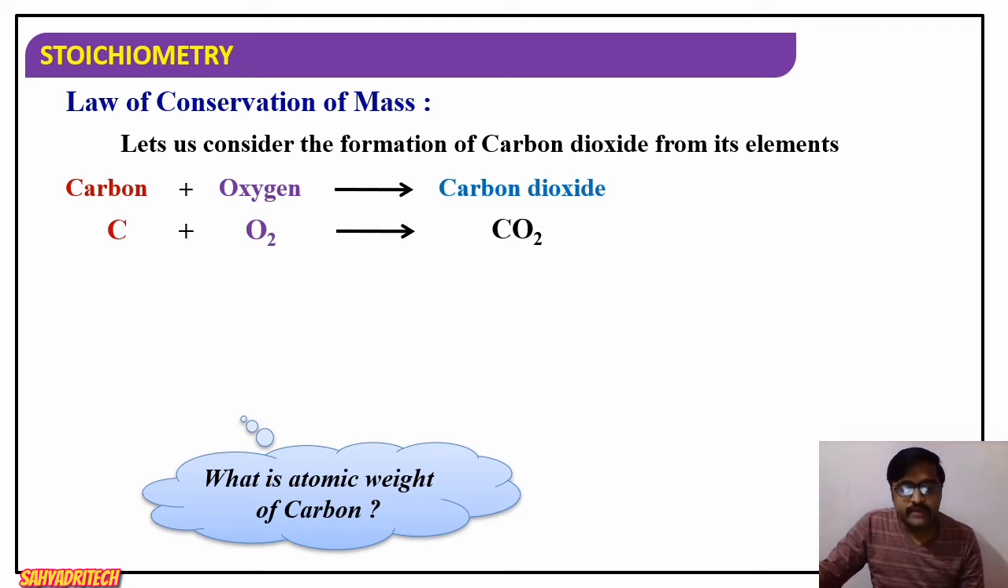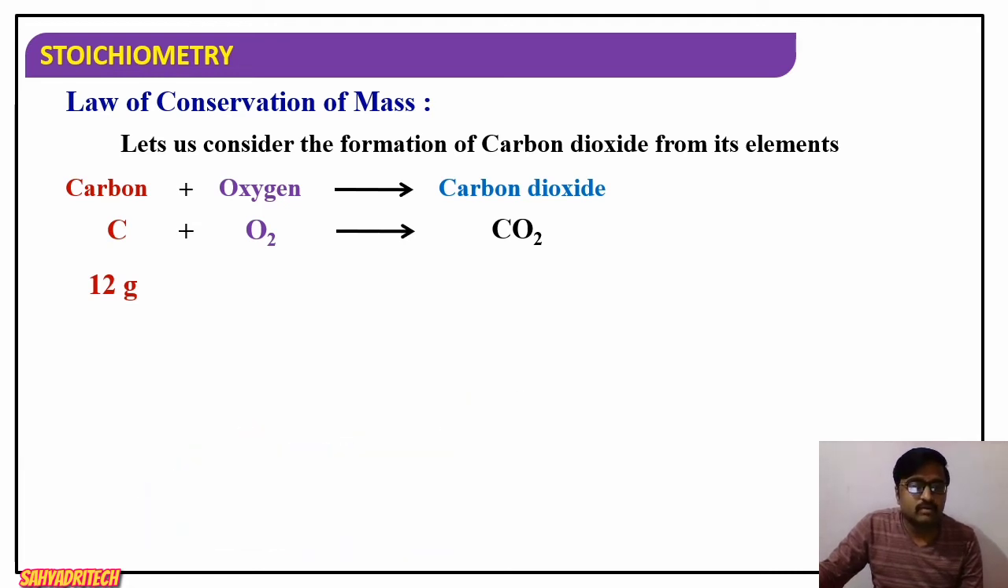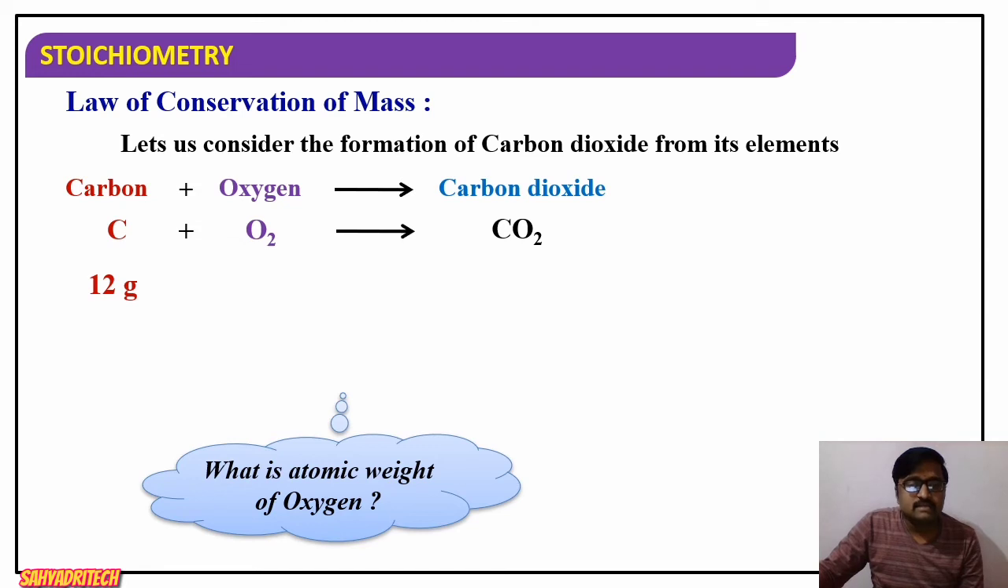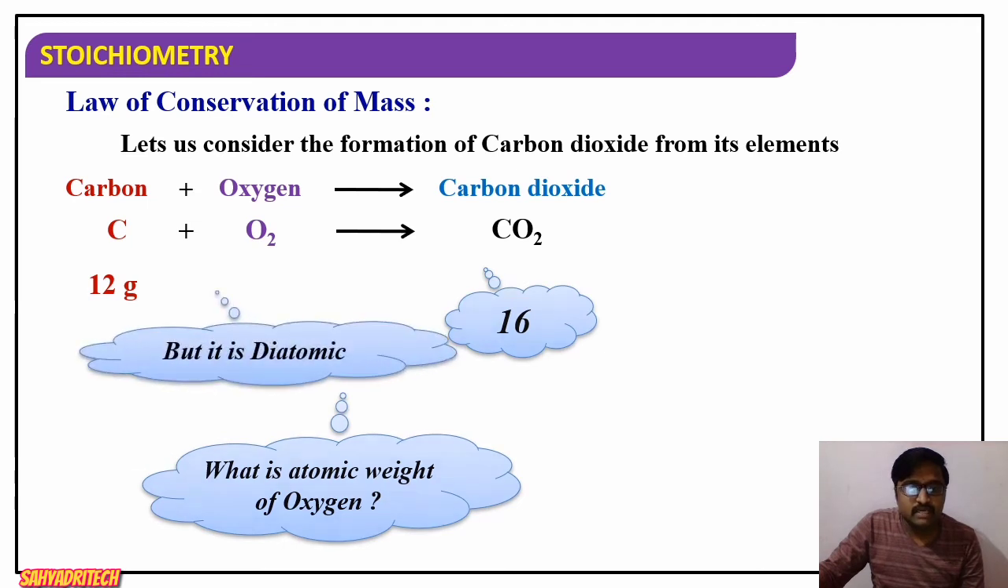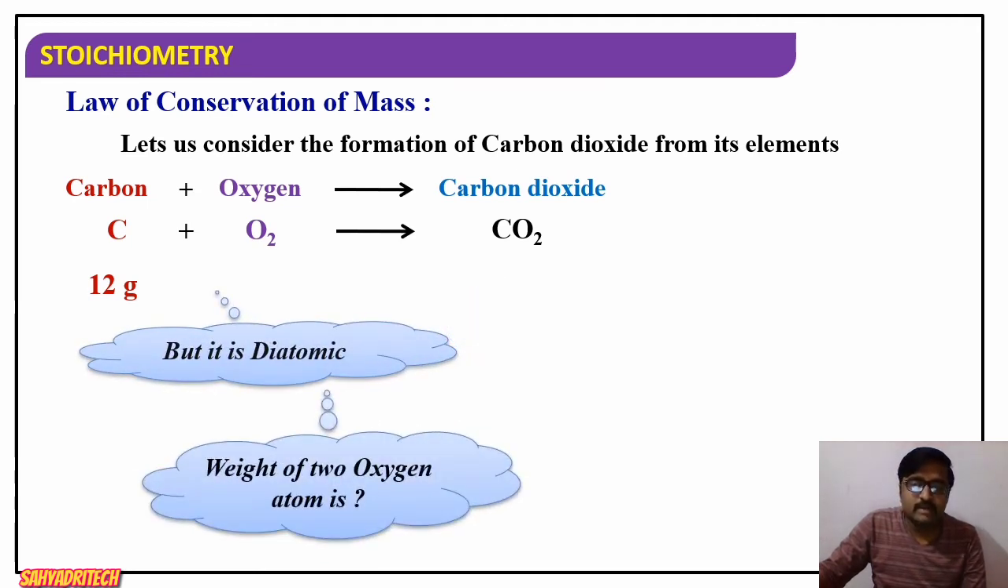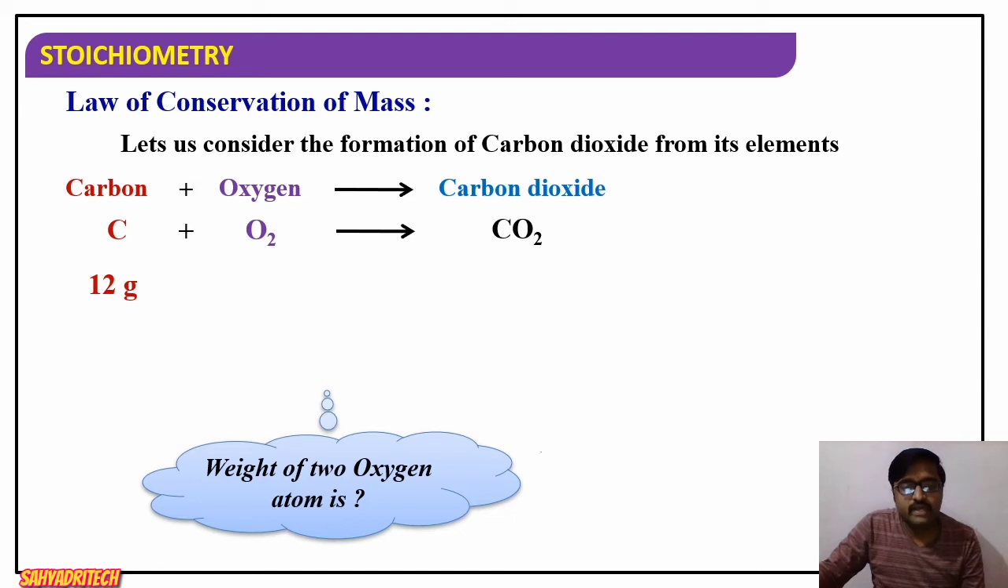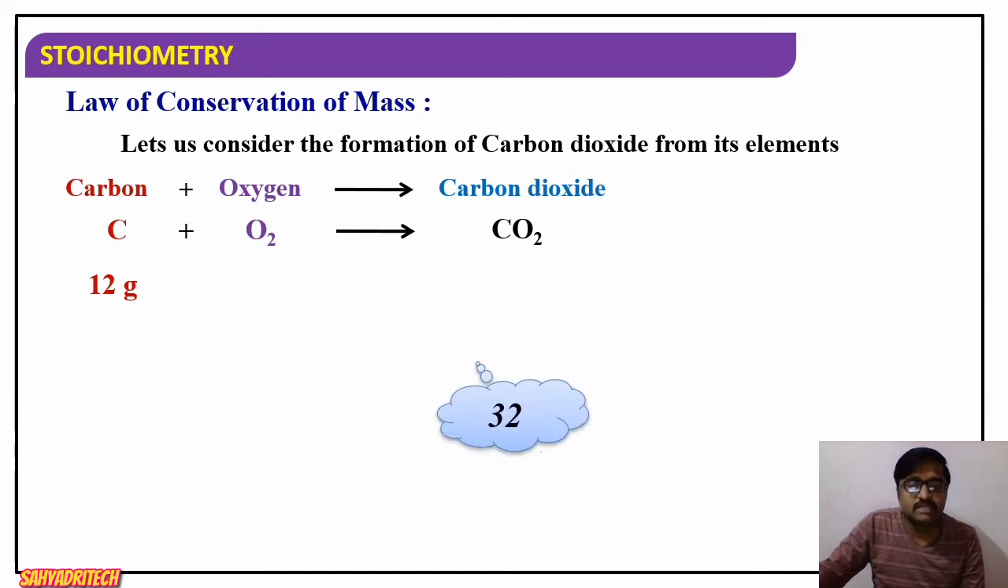Now, if I consider the atomic weight of carbon, the atomic weight of carbon is 12. So 12 gram of carbon, as 1 mole of carbon is there in the equation. Plus, what is the atomic weight of oxygen? Atomic weight of oxygen is 16, but here it is a diatomic molecule. So the weight of two oxygen atoms is 16 plus 16, that is 32 gram. So 12 gram of carbon plus 32 gram of oxygen are combining.